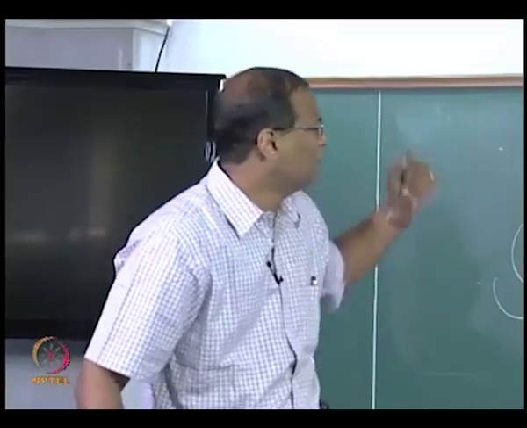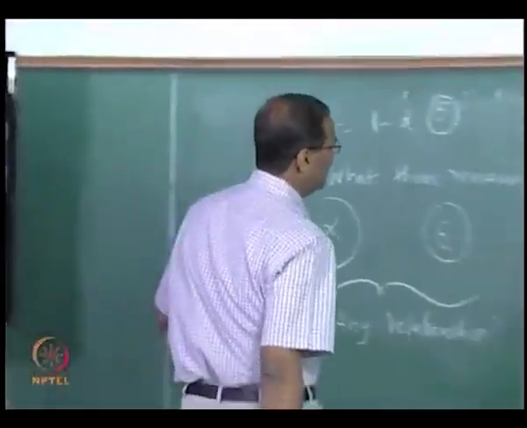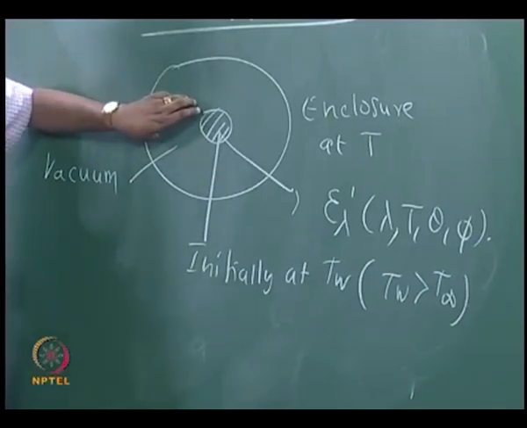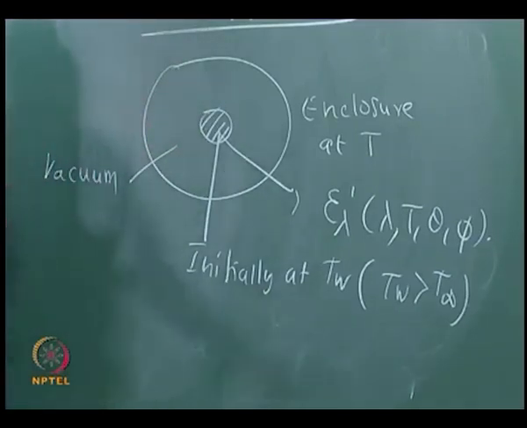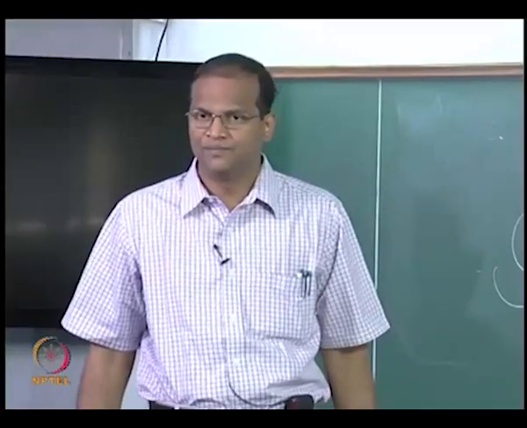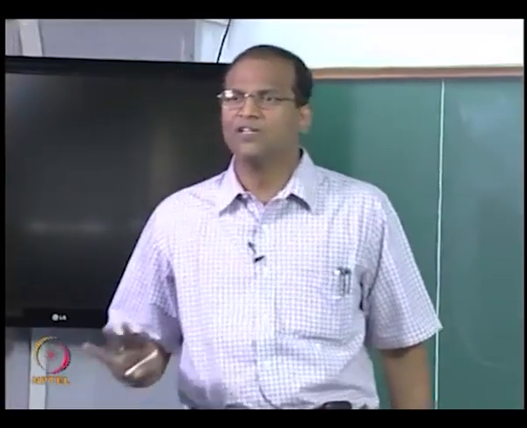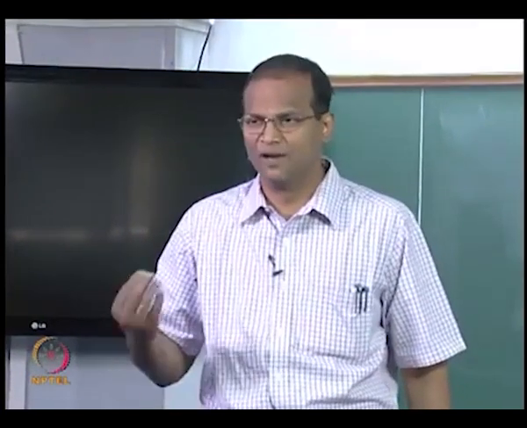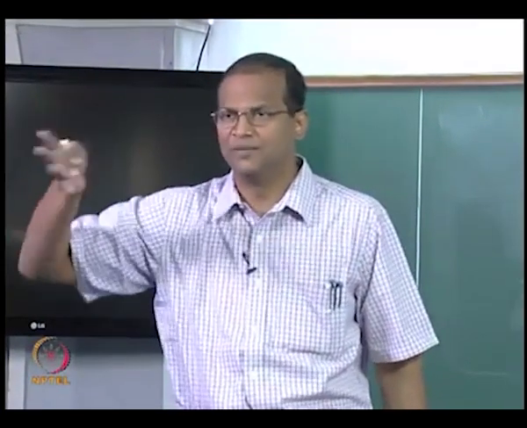If Tw is different from T infinity, and Tw is greater than T infinity, what will happen is, because there is vacuum, there is no conduction and no convection, there is only radiation. Eventually this body will also reach a temperature of T. Is it okay? Now what is the story? There is a body which has emissivity epsilon lambda dash, in an enclosure.